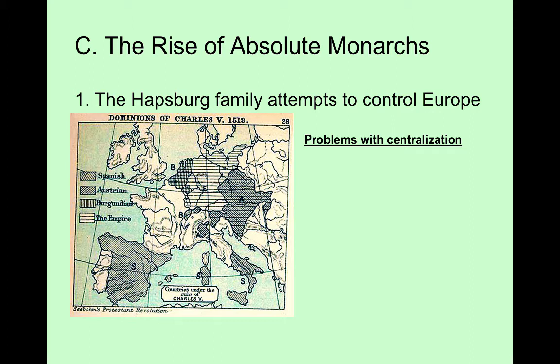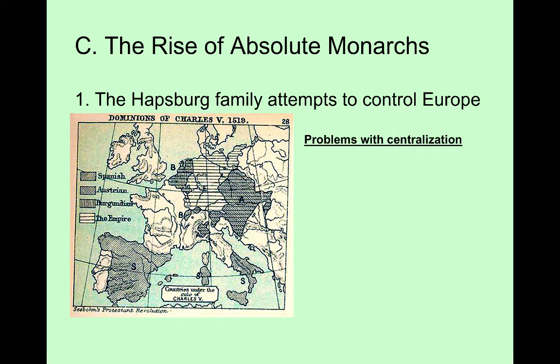In part one, we talked about how Europe in the early modern period is going from Catholic to Protestant. We talked about the Protestant Reformation and the impacts that had. In part two of this lecture, we're going to talk about the rise of absolute monarchs and constitutional states. So let's start with the rise of absolute monarchs.